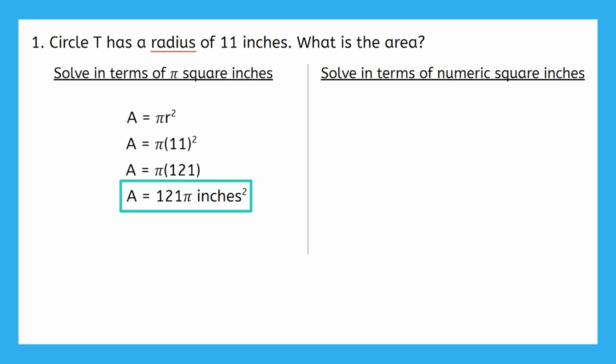Now, since we're practicing solving both ways, let's get the answer in numeric square inches. That means we won't have the pi symbol in our final answer. So we're here, A equals pi times 121. You know how to finish this. Pause the video and find the answer in terms of numeric inches.